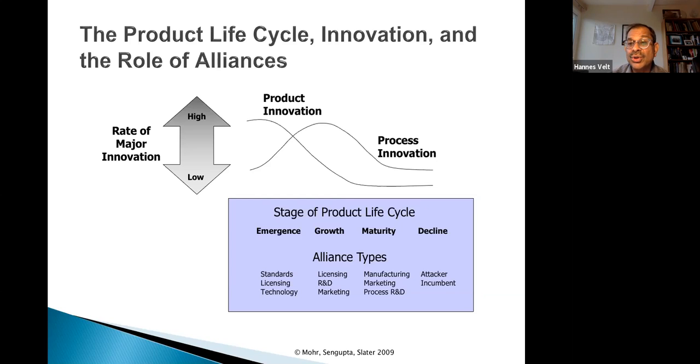Then during growth, you want to expand capacity and you want to fine tune the product. So that's why you might cooperate with companies on R&D to improve the product functionality or performance, and then licensing and distribution alliances would help to push up the volume in the marketplace.